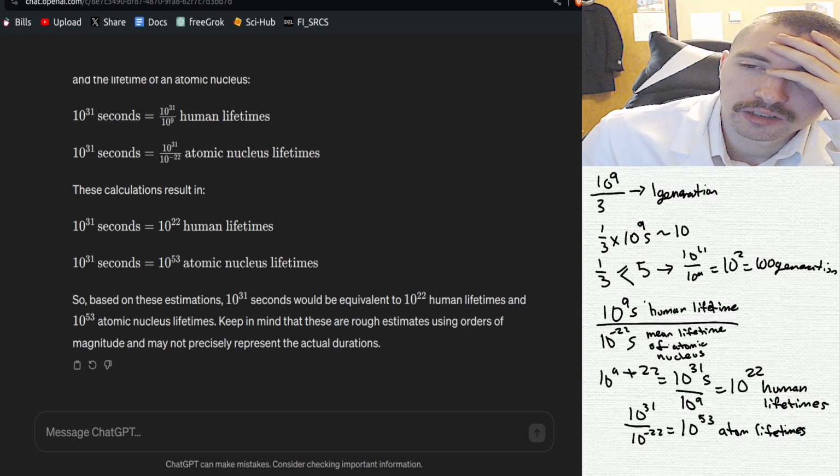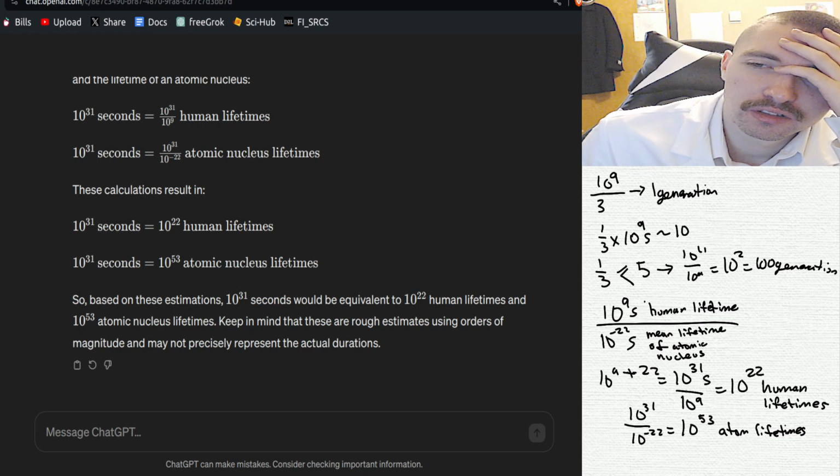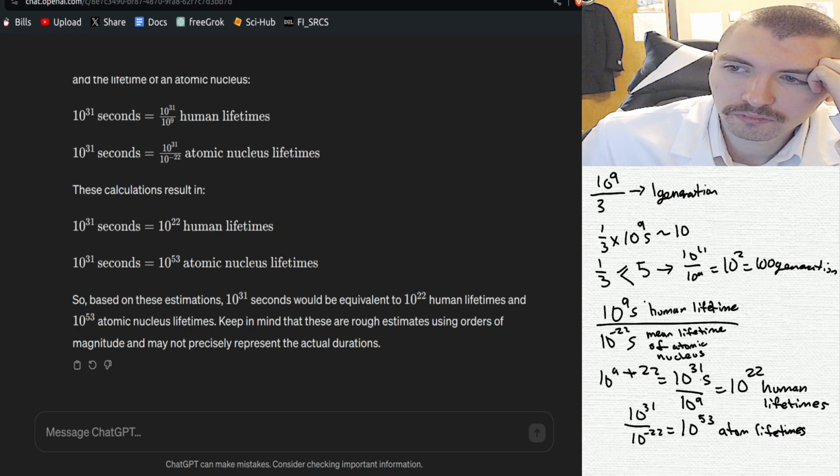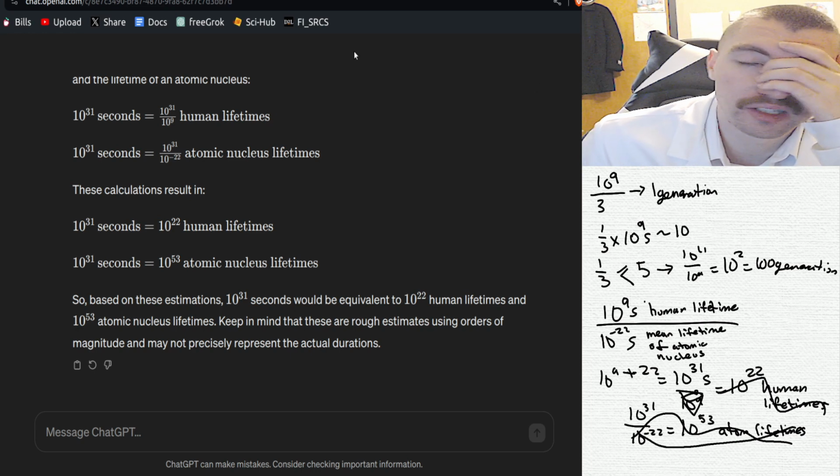So let's see. If I cut human lifetimes into the lifetime of atomic nucleuses, we get 10 to the 31. Then if I take 10 to the 31 divided by 10 to the 9, we get either 10 to the 22 human lifetimes or 10 to the 53 human lifetimes. I don't know. These don't really make sense to me. I'm sure they might to someone else. I'm going to stick to this answer: 10 to the 31 seconds is the length of time.